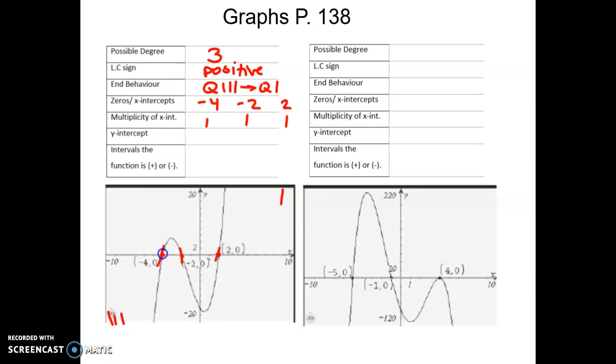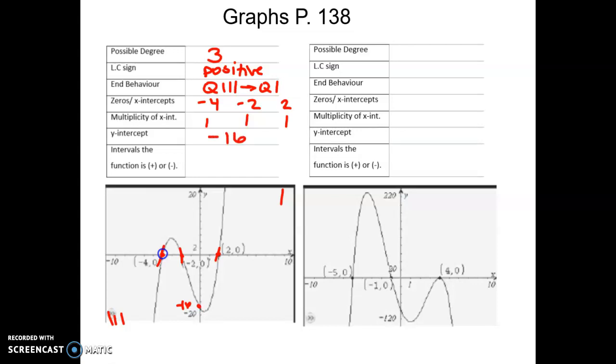Now the y-intercept on here, it actually is right there. It's above the -20, and it's a little hard to see, but it is at -16. So that would just be given on your graph, -16.